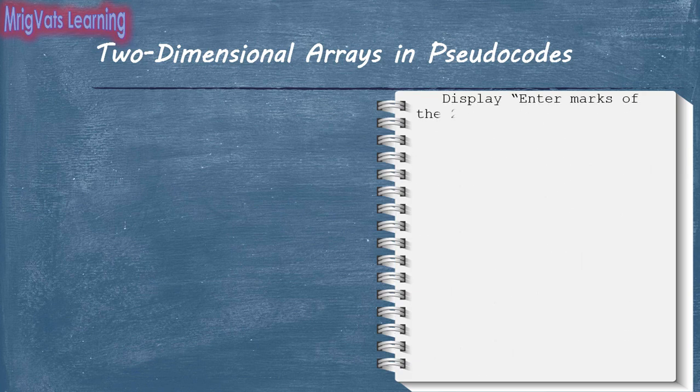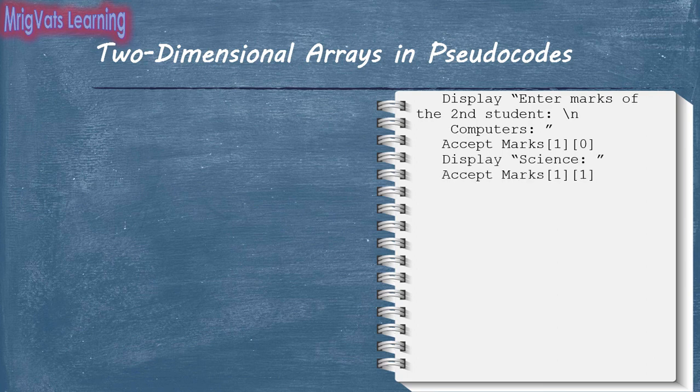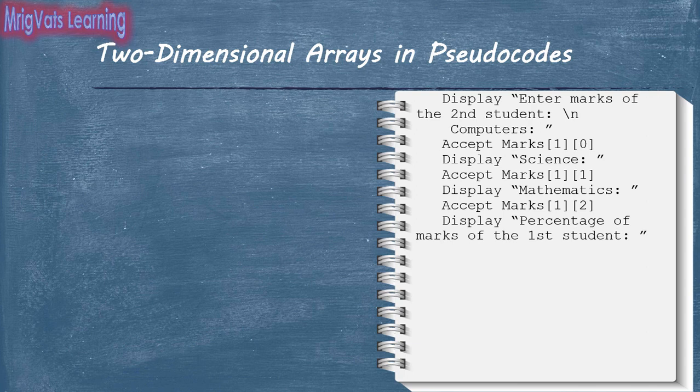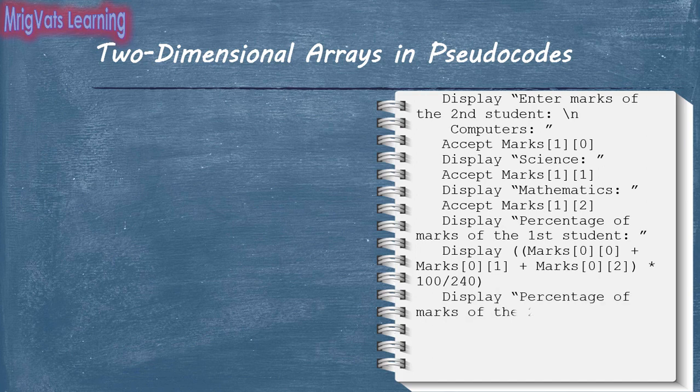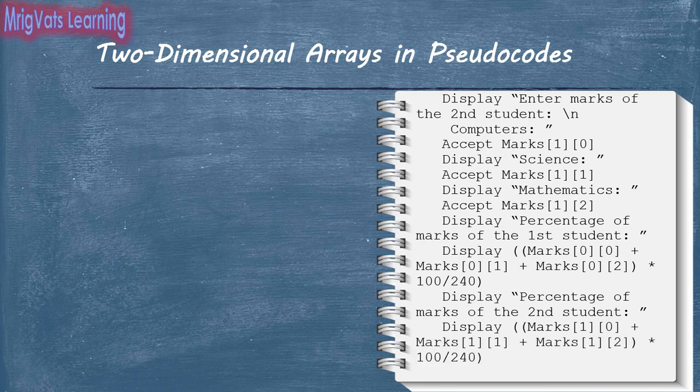1, display enter marks for the second student, \n computers, accept marks 1, 0, display science, accept marks 1, 1, display mathematics, accept marks 1, 2, display percentage of marks of the first student, display marks 0, 0 plus marks 0, 1 plus marks 0, 2 multiplied by 100 divided by 240, display percentage of marks of the second student, display marks 1, 0 plus marks 1, 1 plus marks 1, 2 multiplied by 100 divided by 240, end program.